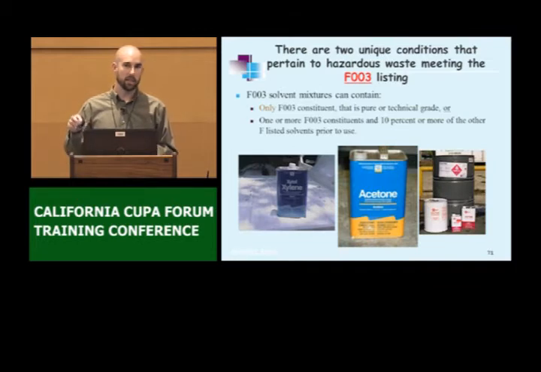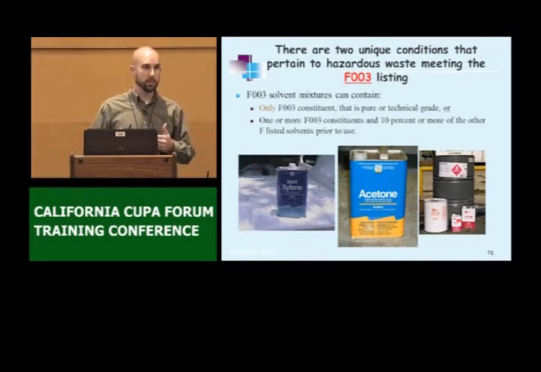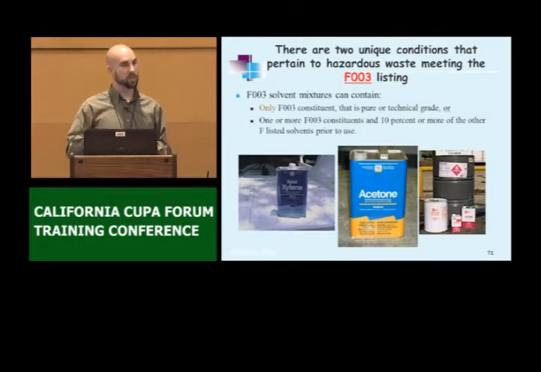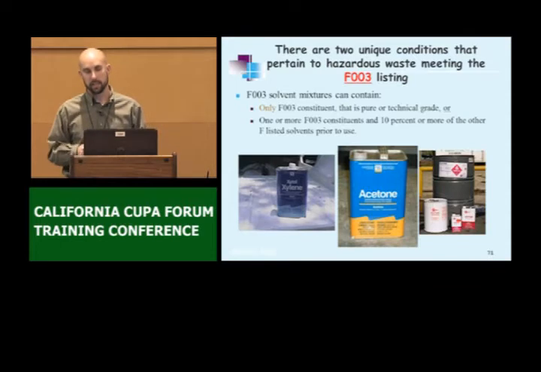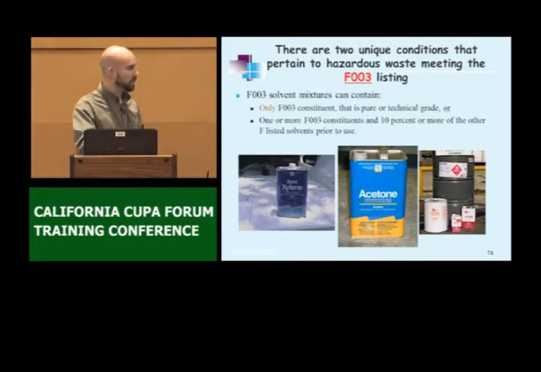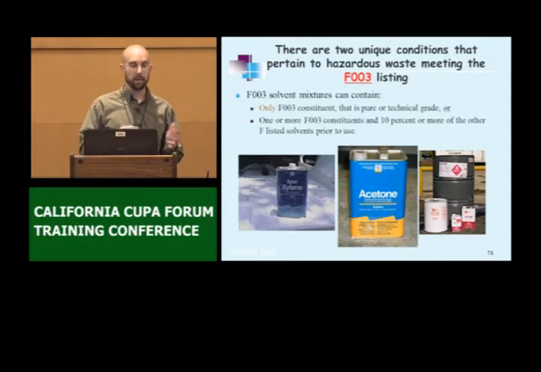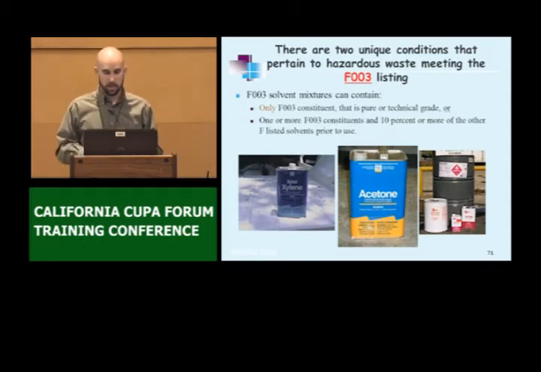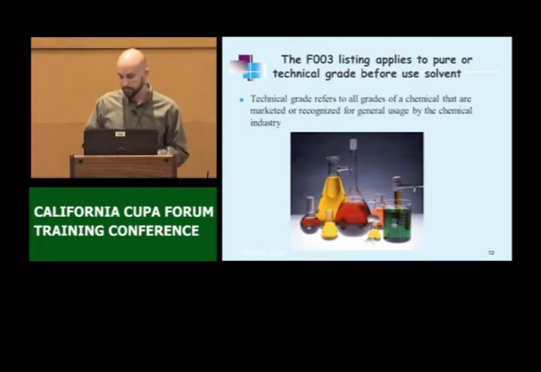And that's also, going back to our RCRA Online, a resource that you can find that EPA has used to determine what technical grade is. And technical grade is simply, well, an example will come up on the next slide, I believe. But then also the next criteria, one or more F003 constituents and 10% or more of the other F listed prior to use. So technical grade.